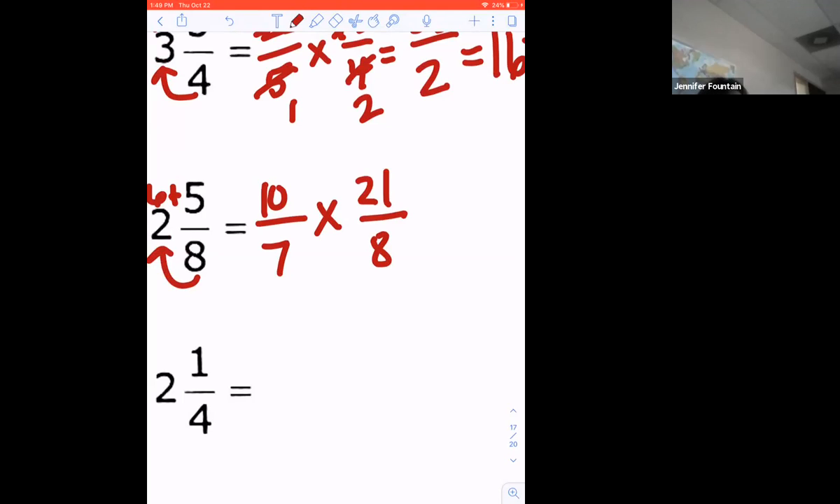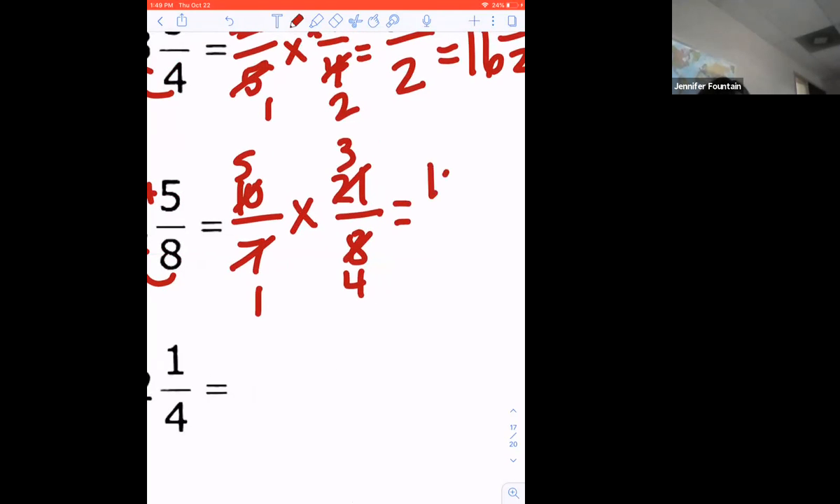7 and 21, what are they both divisible by? 7. They're both divisible by 7. 21 divided by 7 is 3, and 7 divided by 7 is 1. What about 10 and 8? 2. They're both divisible by 2. 10 divided by 2 is 5. 8 divided by 2 is 4. So now I have 5 times 3 is 15, and 1 times 4 is 4.